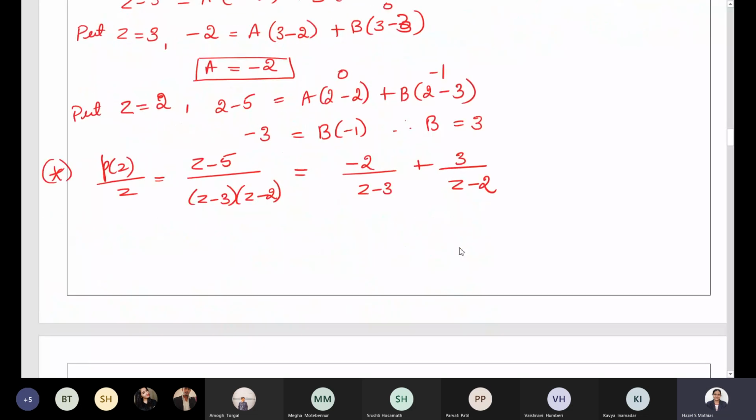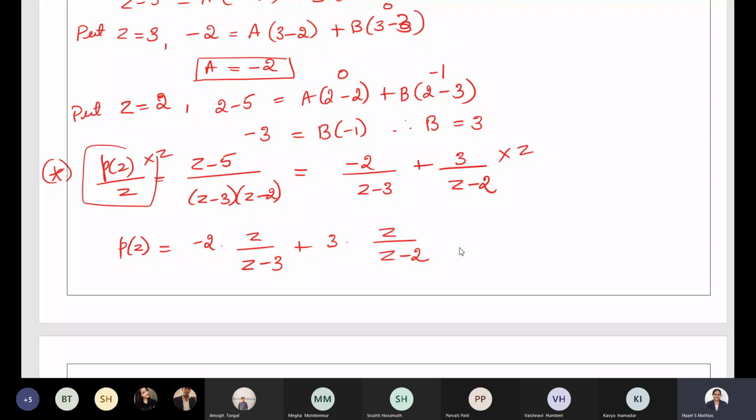So this is p of z divided by z. So what is p of z from this? Multiply by z everywhere. What happens when you multiply by z everywhere? It will be minus 2 into z divided by z minus 3 plus 3 into z divided by z minus 2. Am I correct? It was p of z divided by z, so I multiplied by z on both sides. So I get minus 2 into z by z minus 3, here also 3 into z by z minus 2. Is it correct?